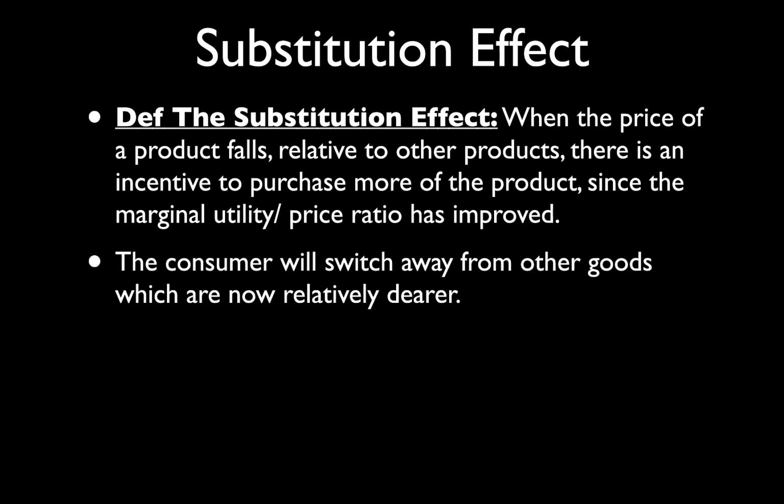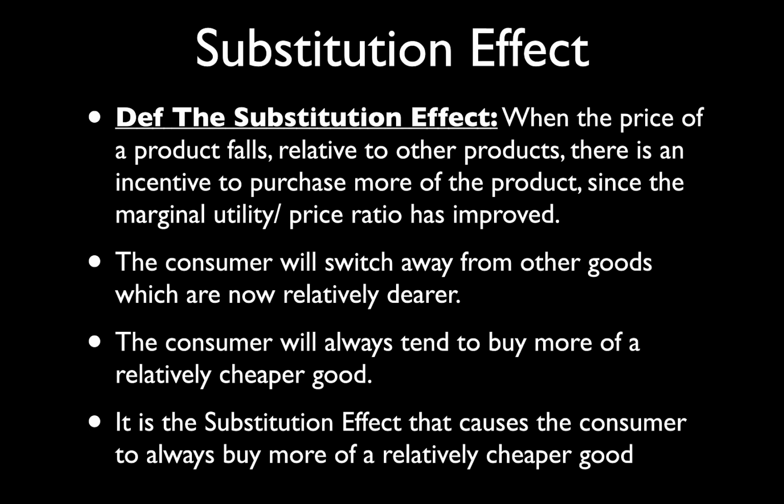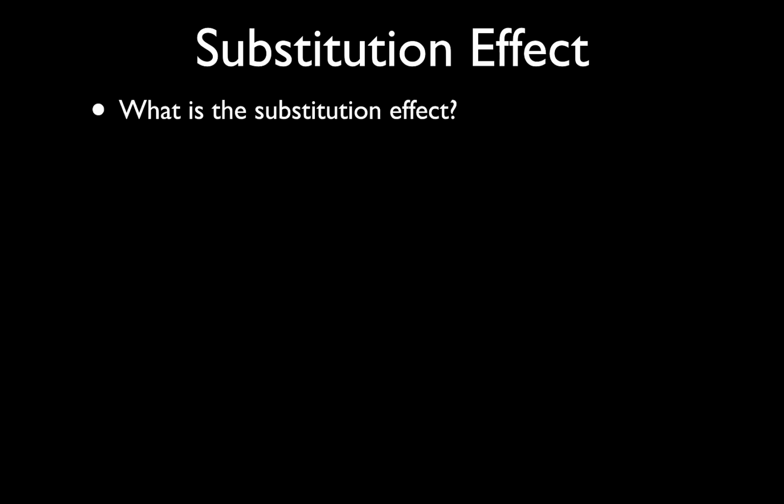What that means is they're getting more marginal utility per euro spent on this good when the price falls than they were before the price falls. So consumers will switch away from other goods. If the price of good A falls, consumers will switch away from buying good B and consume more of good A, because good A is relatively cheaper and good B is relatively more expensive. The consumer always tends to buy more of a relatively cheaper good, and it's the substitution effect that causes this.